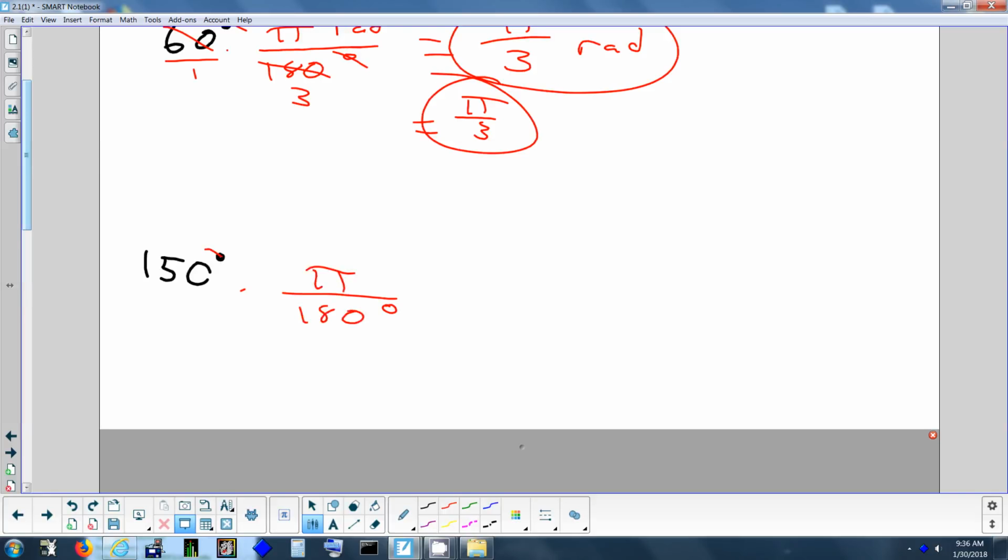Okay, so degrees cancels out. Final answer is going to have radians. It's invisible. Pretend it's there. What number goes into 150 and 180? There's a lot of numbers, but if we do the biggest one, that's good. Nathan? 30. How many times does 30 go into 150? 5. Yep. And 180? 6. So you're left with 5 times pi over 6.